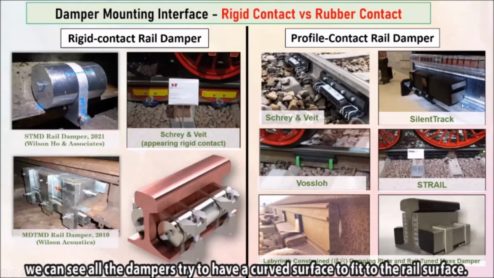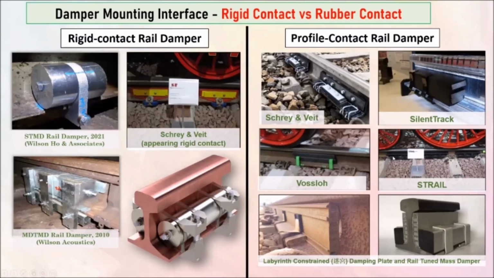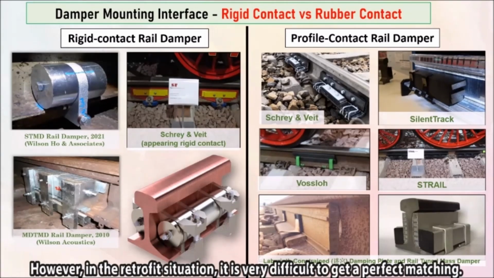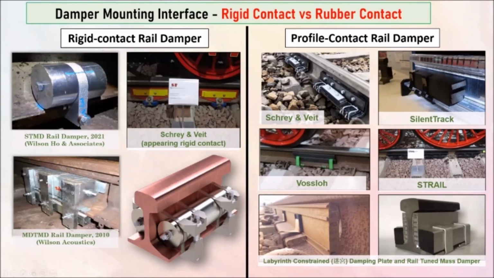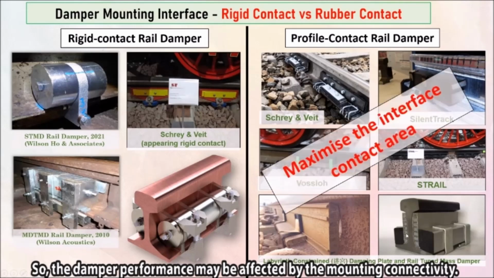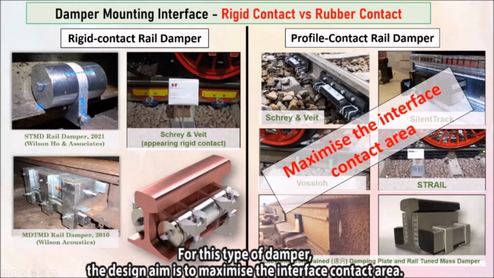We can see that all the dampers are trying to have a curved surface to fit the wheel surface. So how to match the damper to the wheel is very important. However, in the retrofit situation, it's very difficult to get a perfect match. So the damper performance may be affected by the mounting connectivity. With this type of damper, one of the design aims is to maximize the interface contact area.